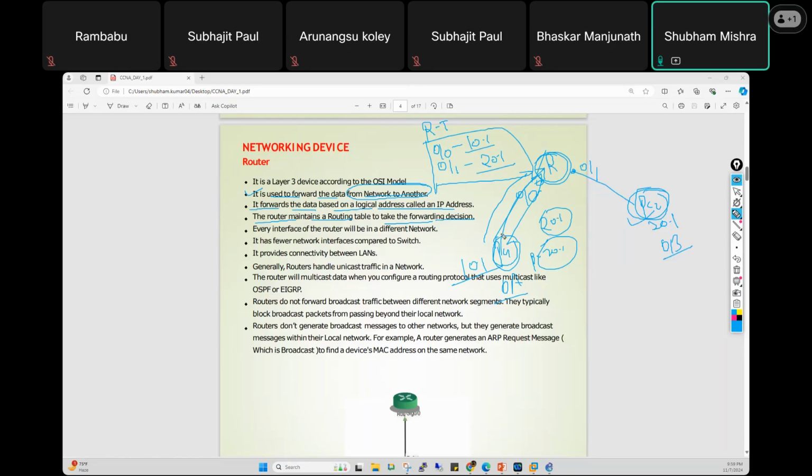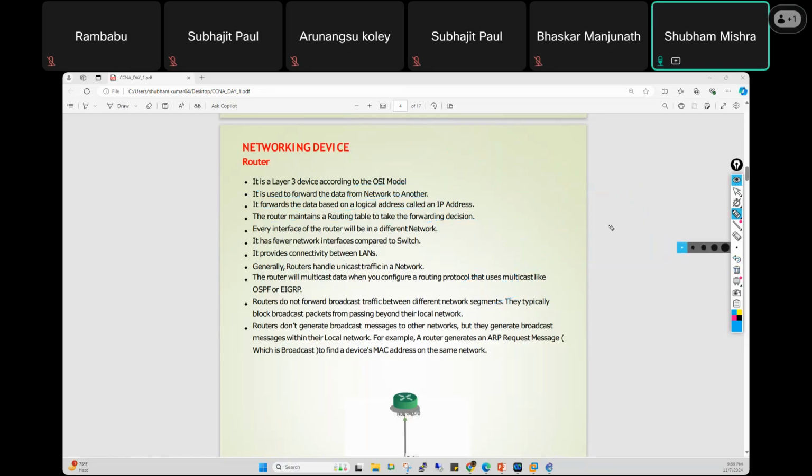Fine. So when the packet reaches the router, the router checks its routing table and finds 20.1 is connected on which interface? 0/1. So the router forwards the packet through 0/1. So that is the motive of the routing table.